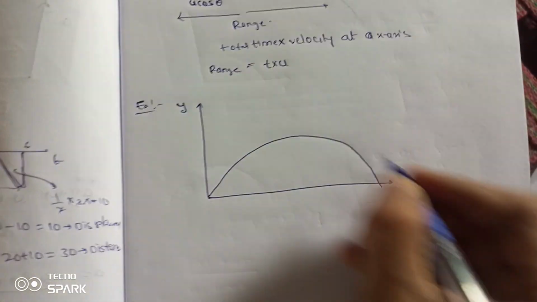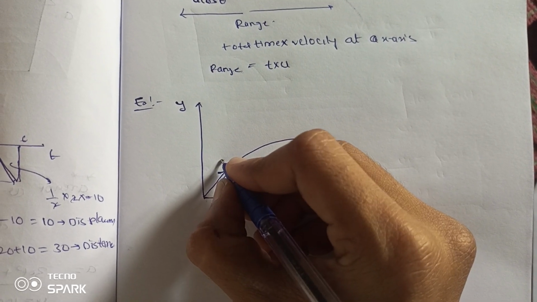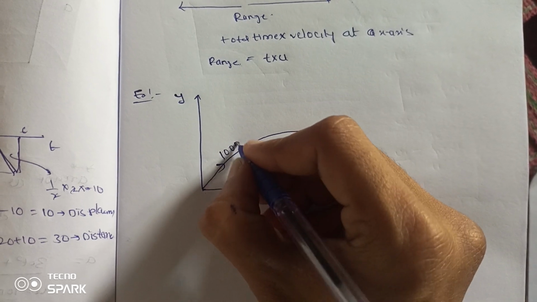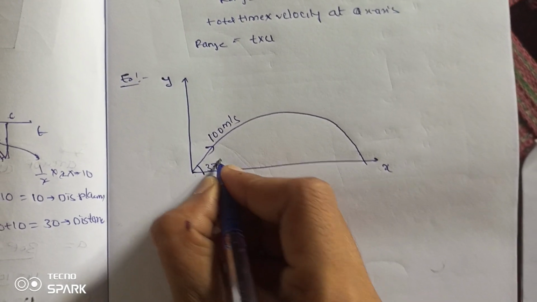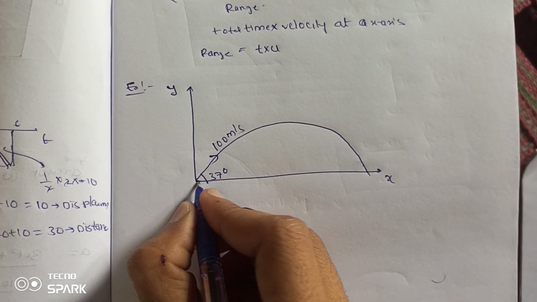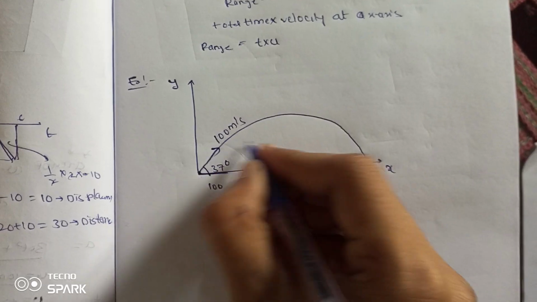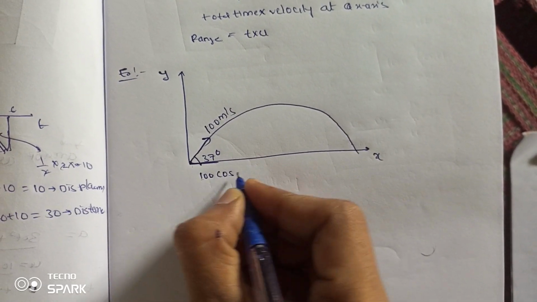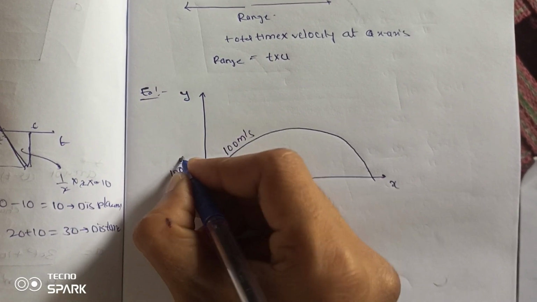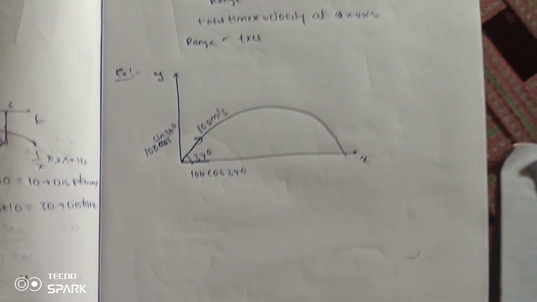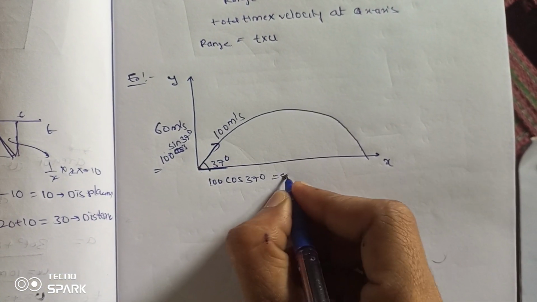Draw a y-axis and an x-axis. A ball is thrown by a man at 100 meters per second at a 37 degree angle to the x-axis. The x-component is 100 cos 37 and the y-component is 100 sin 37, which means 60 meters per second and 80 meters per second.